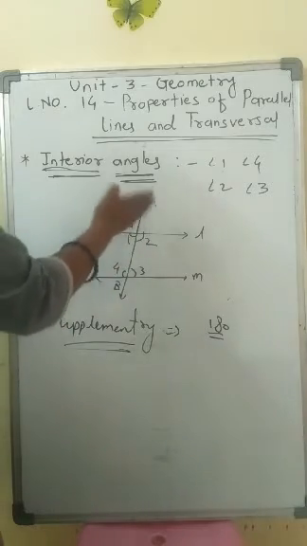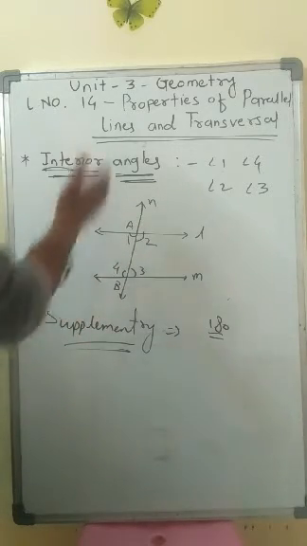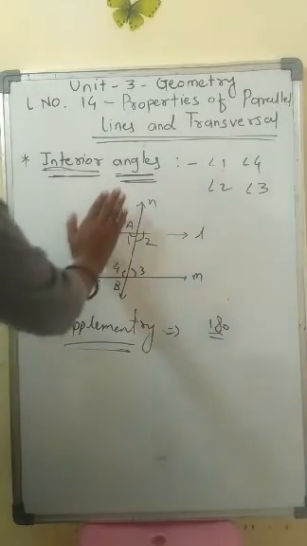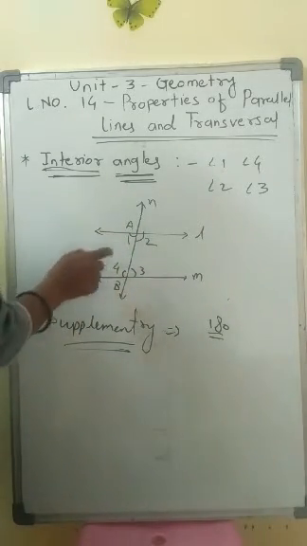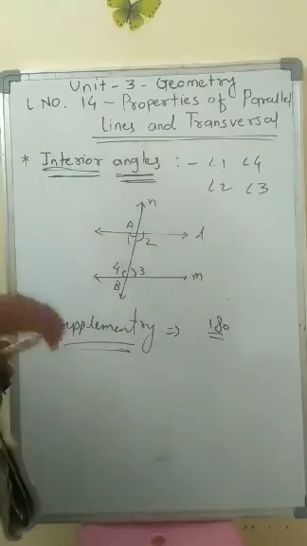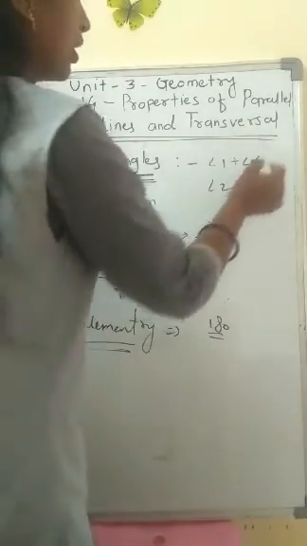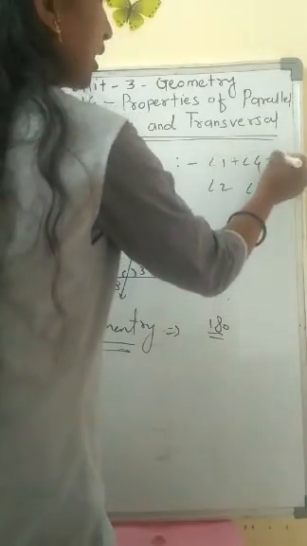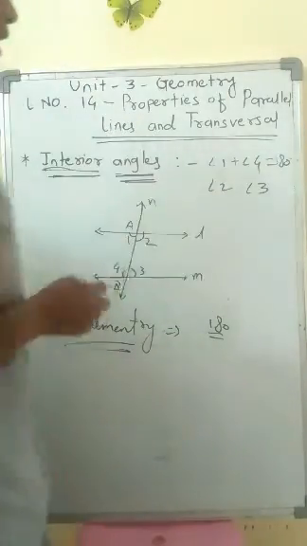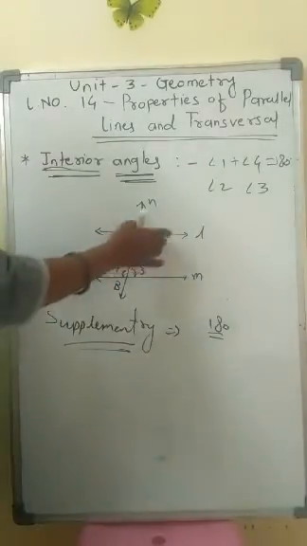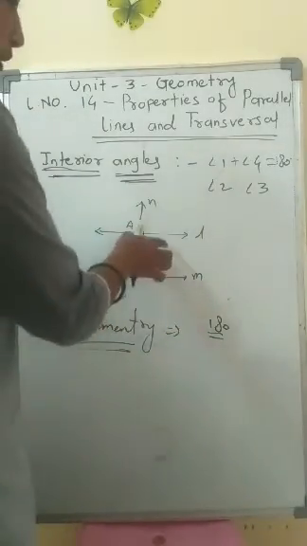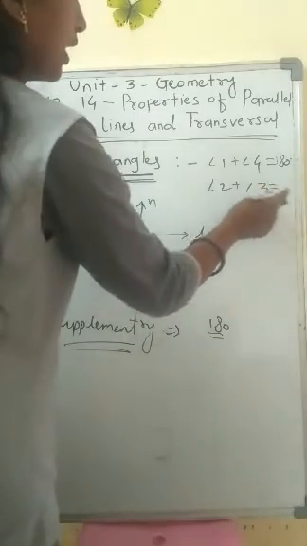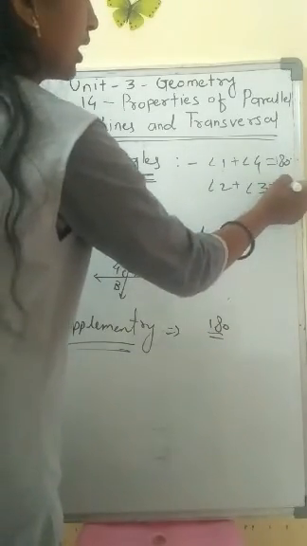The transversal always has two sides. You have to consider the side on which the transversal is given. If you consider this side, angle 1 and angle 4 become interior angles, and their sum is supplementary. It means angle 1 plus angle 4 is equal to 180 degrees, and the same for angle 2 and angle 3. Those two angles are on the same side of this transversal, so that's why their sum is 180 degrees.